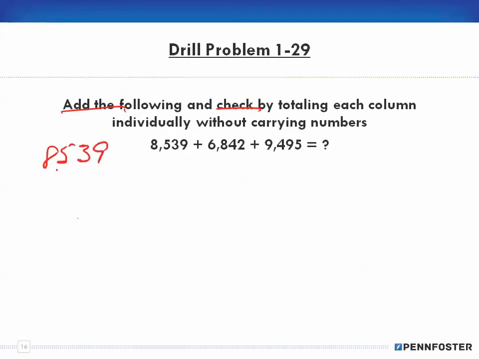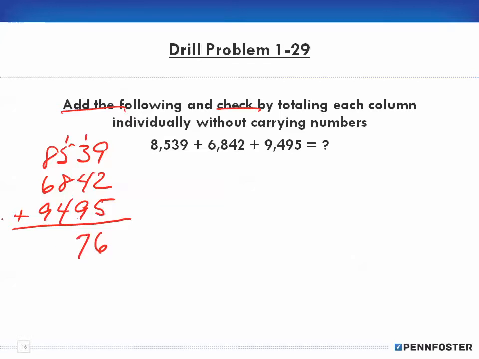8539 plus 6842 plus 9495. Okay, 9 and 2 is 11, and 5 is 16, carry my 1. 1 and 9 is 10, plus 3 and 4 is 7 for 17, carry my 1. 1 and 5 is 6, plus 4 is 10, plus 8 is 18, carry my 1. 1 and 9 is 10, 8 and 6 is 14, 10 and 14 is 24. Answer is 24,876.